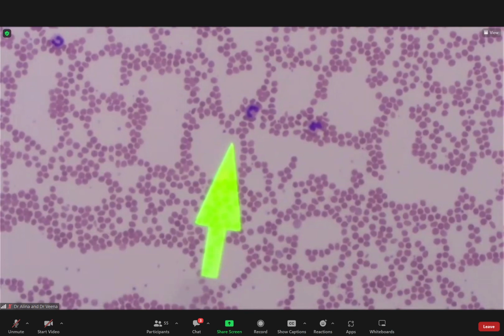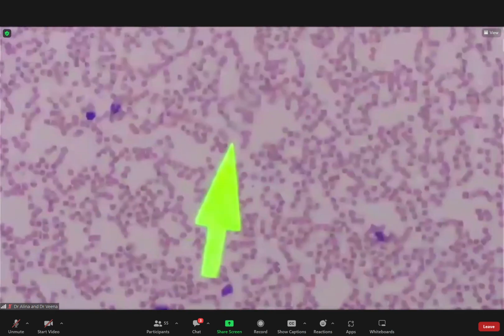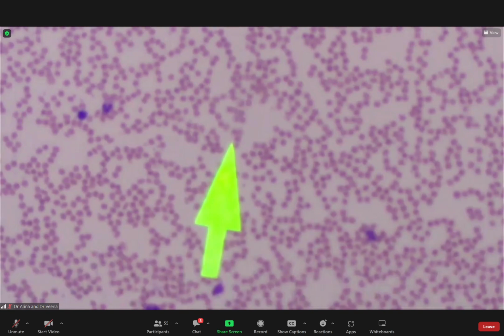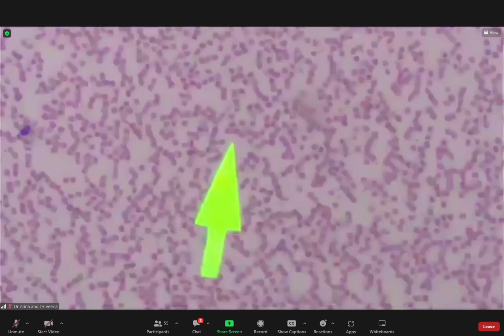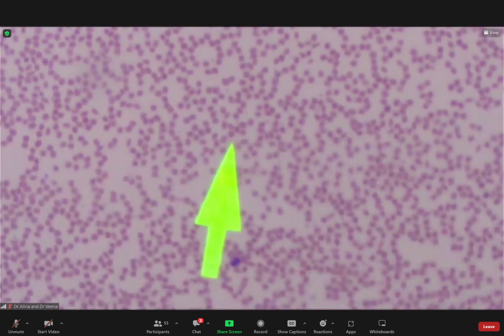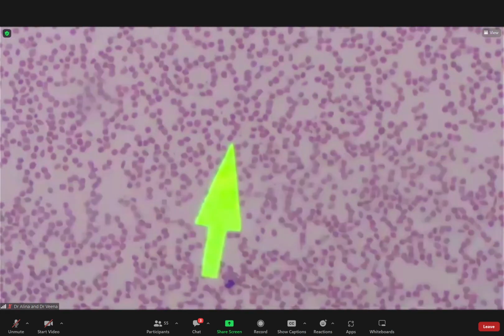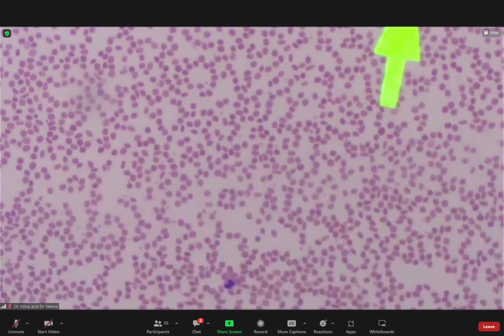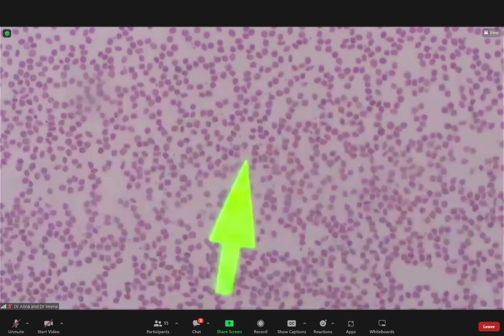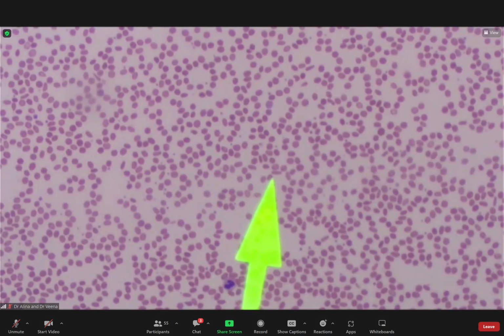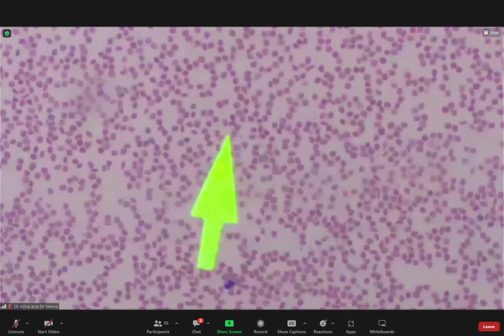Okay, with this question, some of you managed to get it, some of you missed it entirely. Okay, just looking at this field, what is most striking about the red cells? Okay, there are a lot of these cells. Okay, what are they?